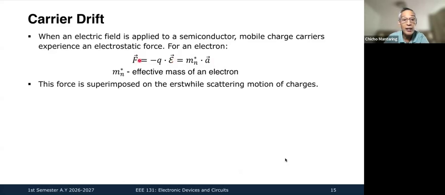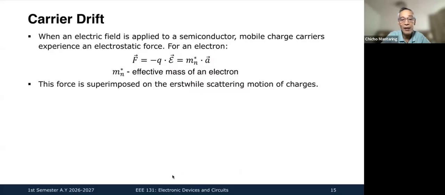Now, this force is going to be superimposed on the random scattering motion of charges. Do you remember what we meant by scattering? Can somebody remind me? What does scattering mean? Do you remember? Anyone? Well, when did we talk about scattering?